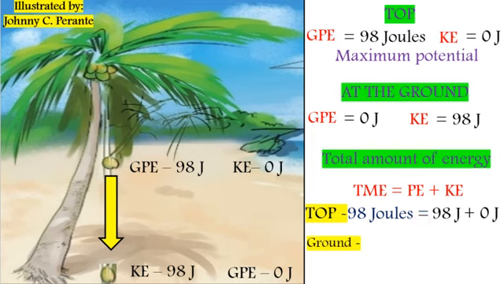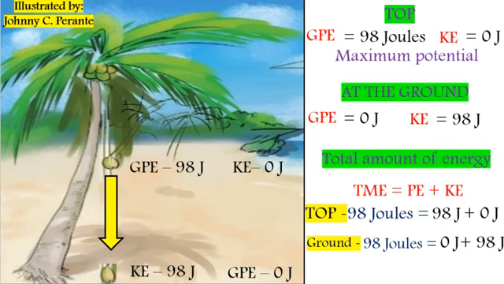While at the ground, there is also a total amount of energy which is equal to 98 joules again. Why? Because PE is equal to 0 at the ground here, while KE at the ground is equal to 98 joules. So 0 plus 98 is equal to 98 joules. So whether at the top or at the ground, the total amount of energy stays the same. In this example, at the top, the total amount of energy is 98 joules. At the ground, the total amount of energy is 98 joules.